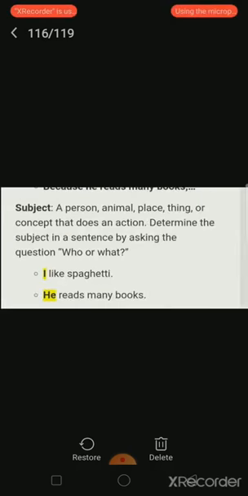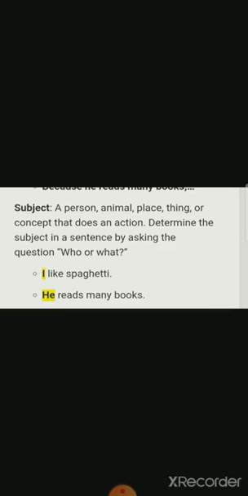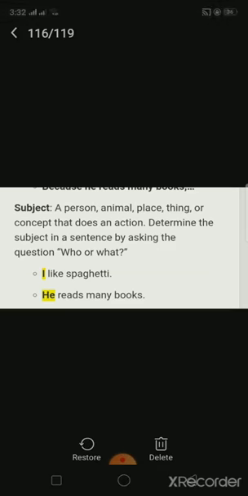Let's talk about the three main things which are very necessary to form a sentence. The fourth one is a prepositional phrase. We will talk about it later. Subject. What is a subject? A subject is the doer of the action, who does an action, like I, he, you. A person, animal, place, thing, or concept. We can determine the subject in a sentence by asking the question who or what.